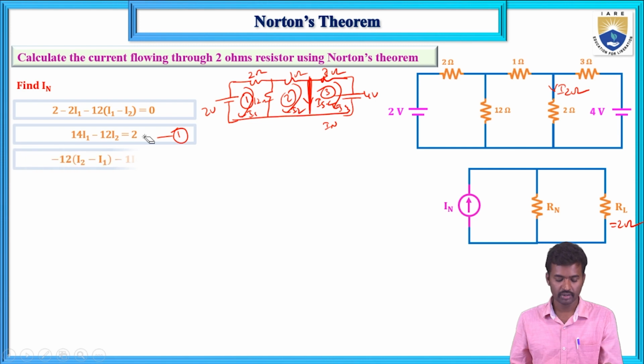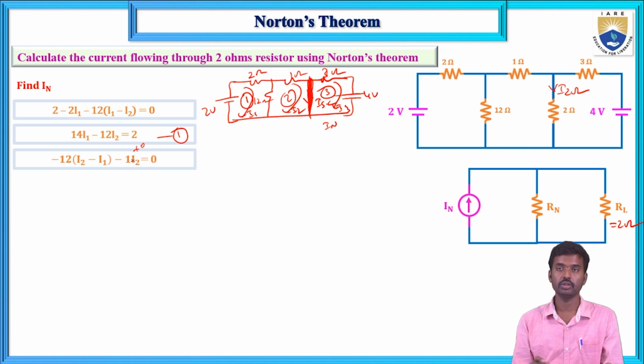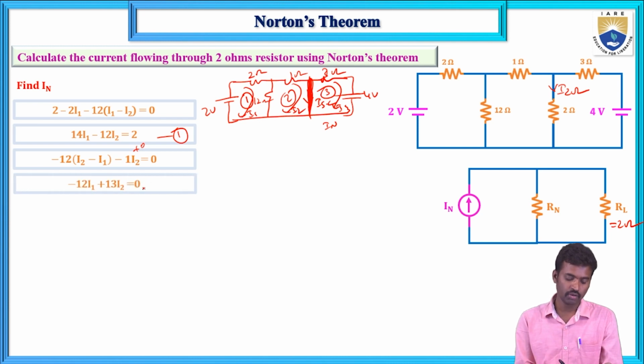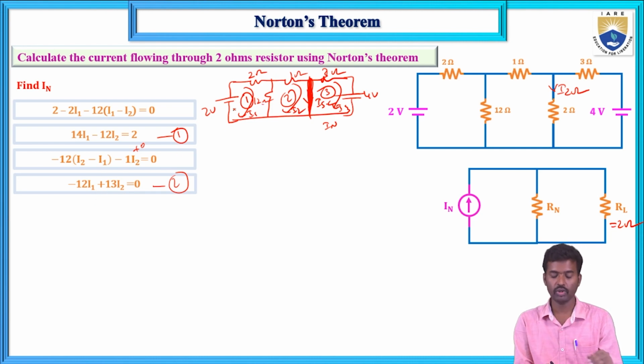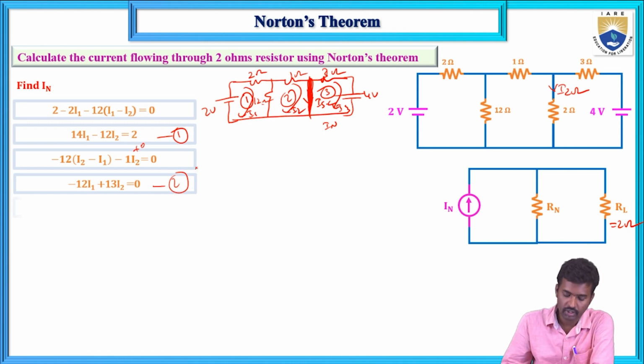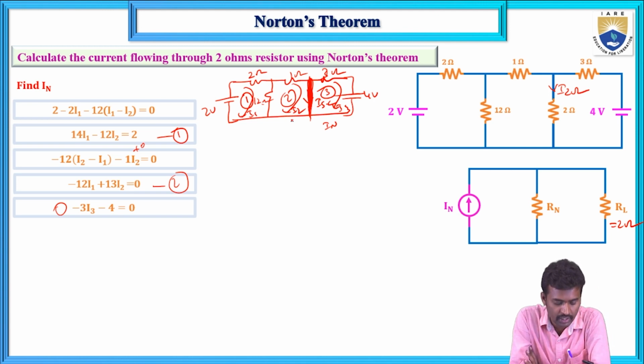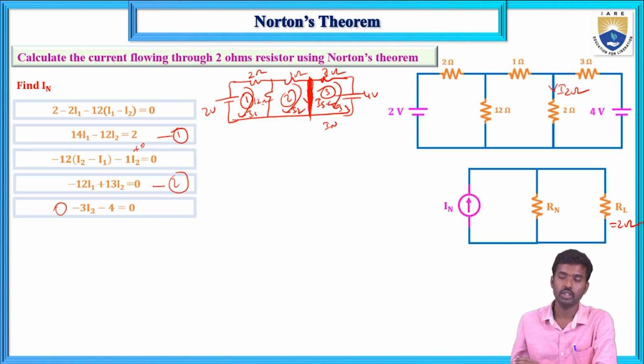And the second equation: minus 12 (I2 minus I1) plus 1 I2. This is a short circuit, so the short circuit voltage is 0. There is no resistive drop, meaning the 2 ohms resistive drop is replaced by the short circuit. The second equation is minus 12 I1 plus 13 I2, since 12 plus 1 is 13. Next, the third equation: this resistive drop is 0, so minus 3 I3 minus 4 equals 0.